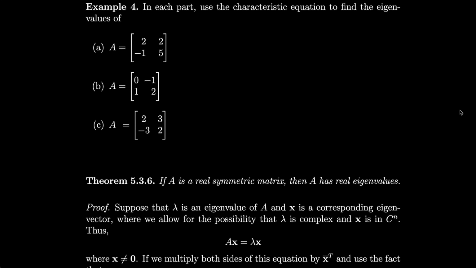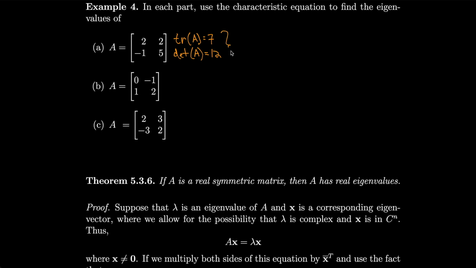How about we now use the characteristic equation to find the eigenvalues of these three matrices. So for the first one, how about we calculate the trace and the determinant? If we just add up 2 and 5, we get the trace just by adding up along the diagonal. So the trace of A is 7, and the determinant of A is 5 times 2 minus 2 times minus 1, so that's 12.